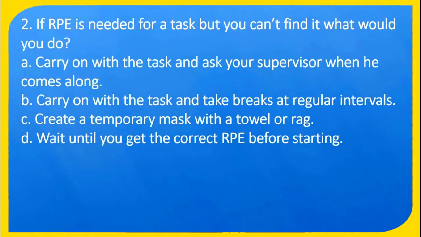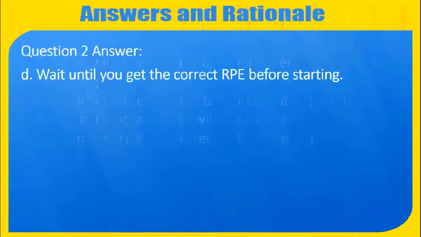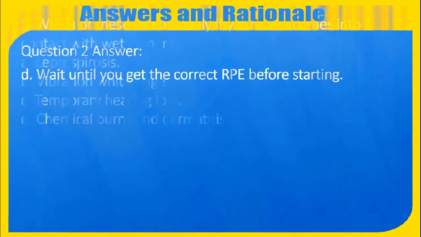Question 2. If RPE is needed for a task but you can't find it, what would you do? A. Carry on with the task and ask your supervisor when he comes along. B. Carry on with the task and take breaks at regular intervals. C. Create a temporary mask with a towel or rag. D. Wait until you get the correct RPE before starting. Question 2 answer, D. Wait until you get the correct RPE before starting.